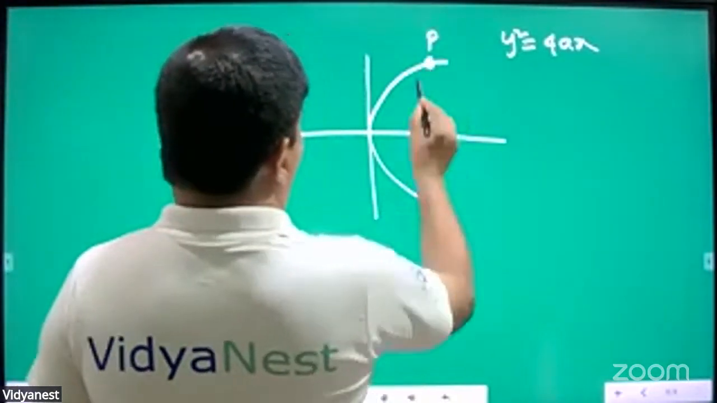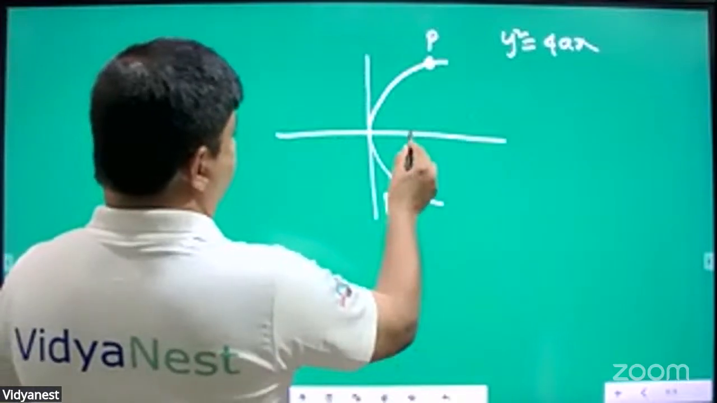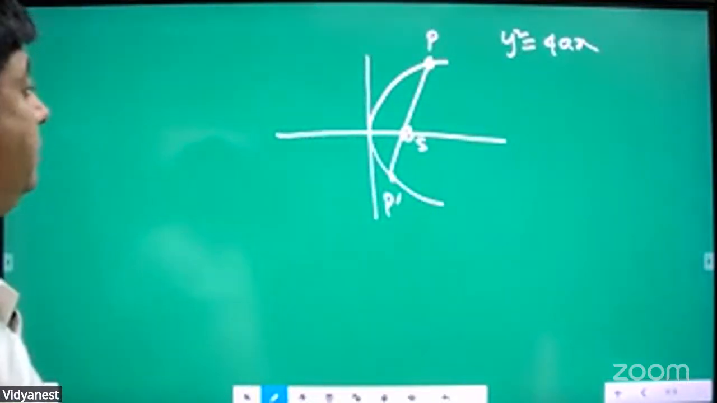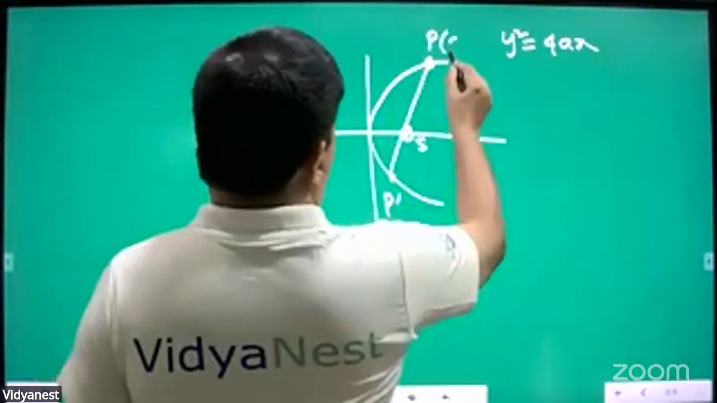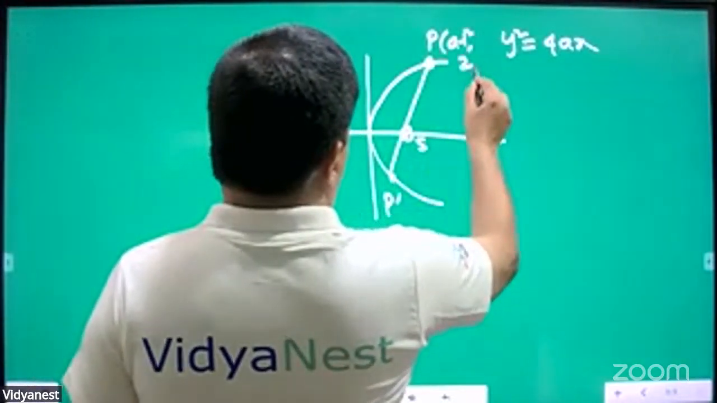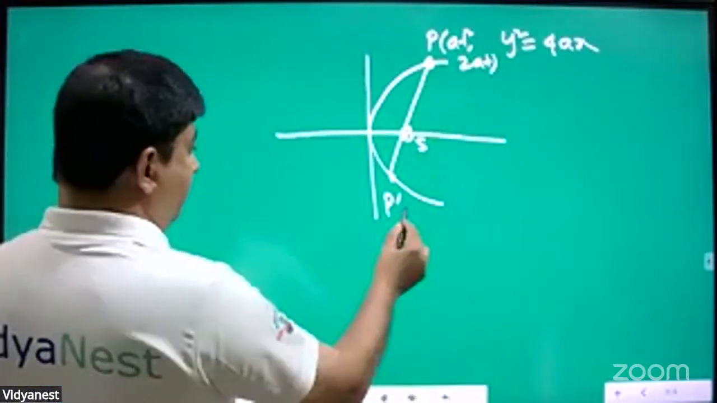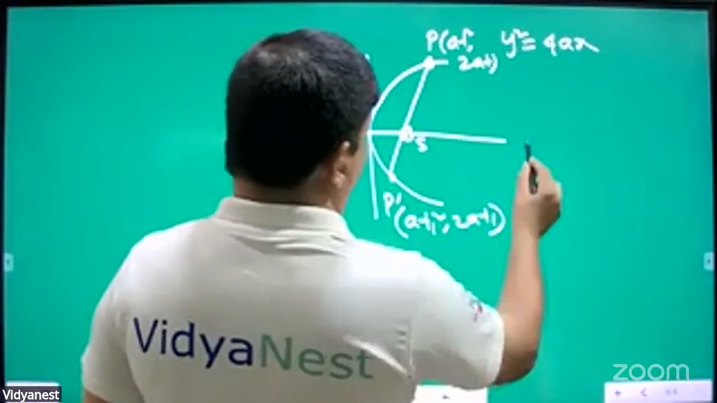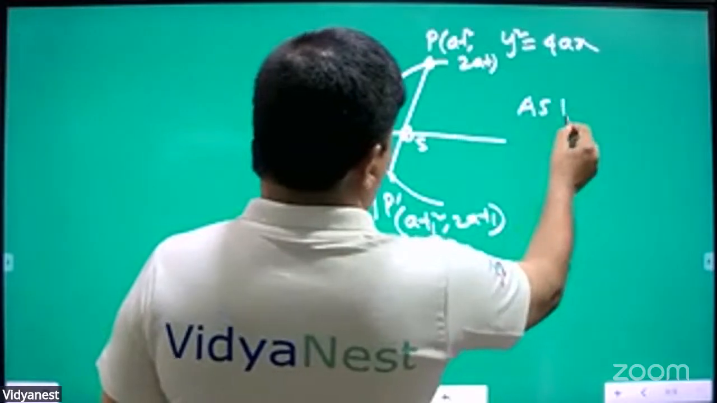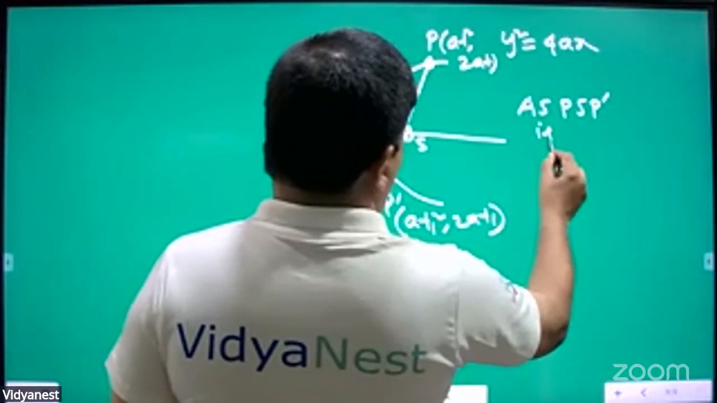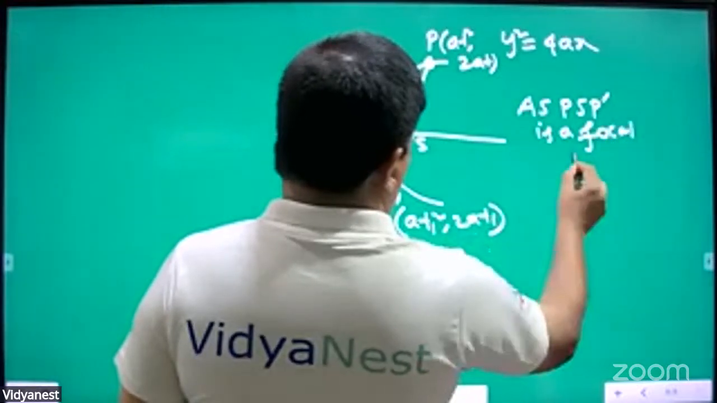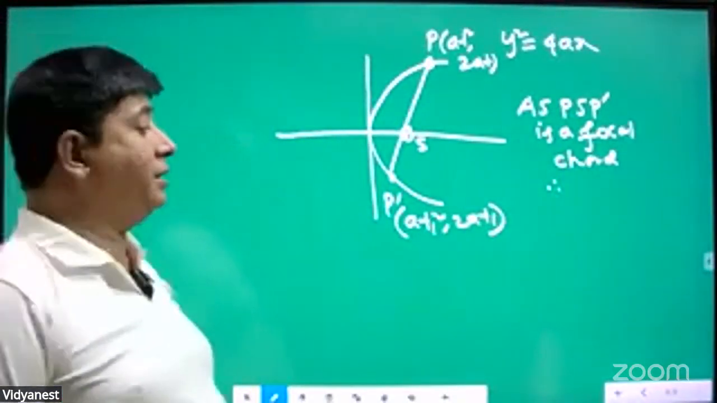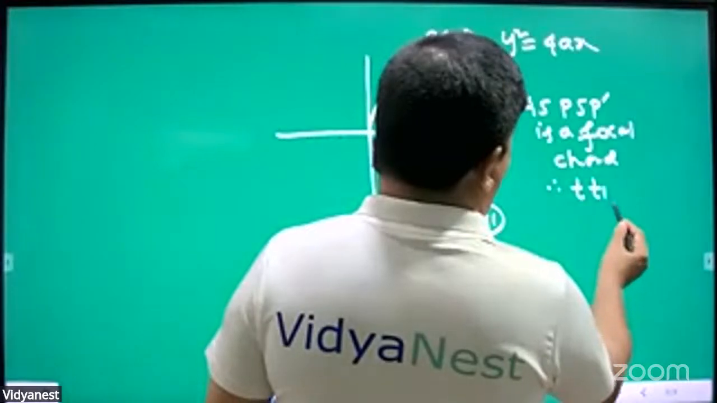That is, there is a point P, P dash, focus S. Join it. This point is (at square, 2at). This point is (at1 square, 2at1). And as PP dash is a focal chord, therefore we have just had the result t t1 is minus 1.